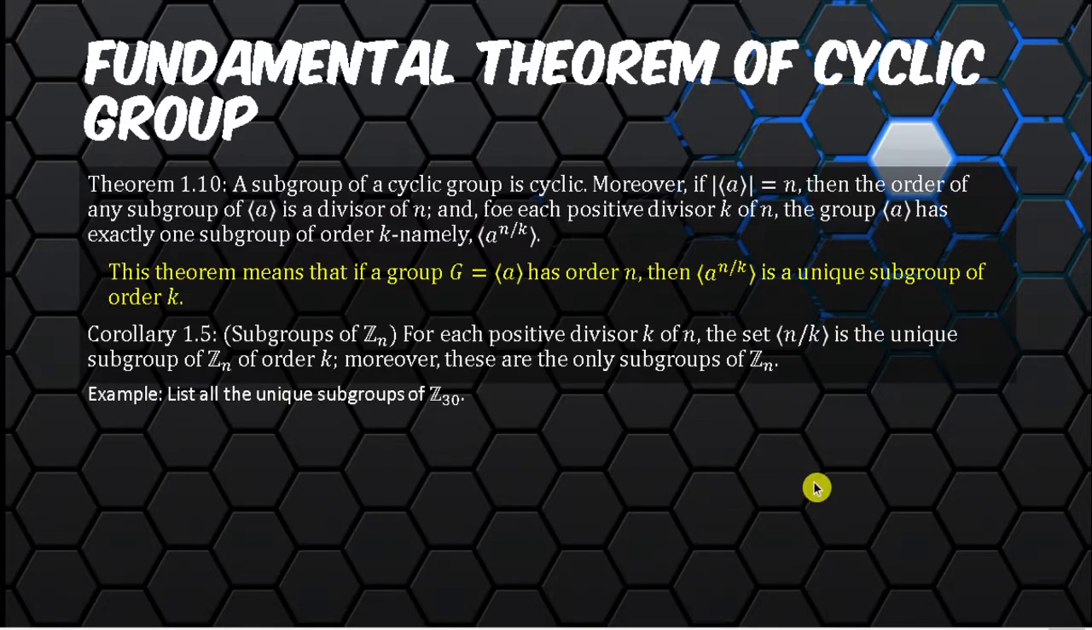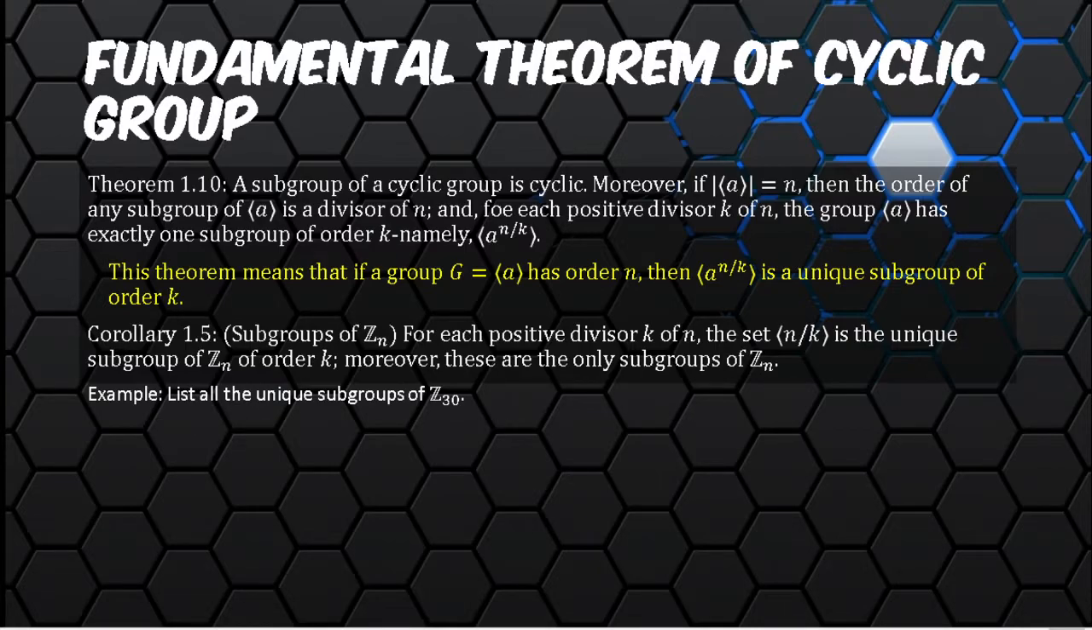List all the unique subgroups of Z30. Are we going to identify all the possible subsets? Sobrang dami nun. Kasi there will be 30 elements of Z of 30 and then individually exclude if it doesn't satisfy the requirements of a group. No. We use all the theorems that we presented today to answer this one. So how should we continue?